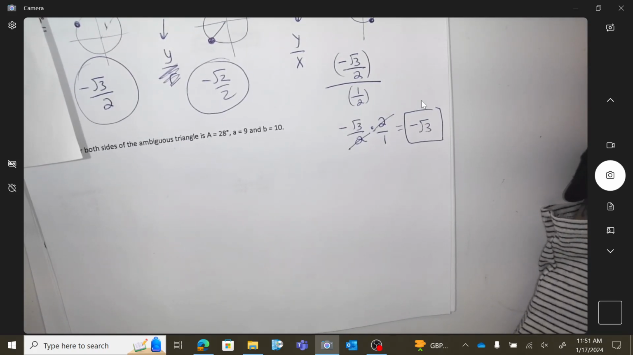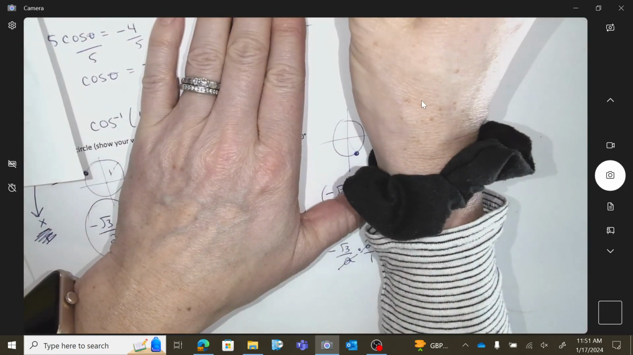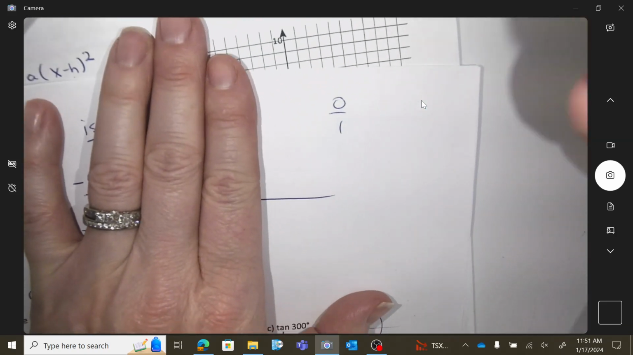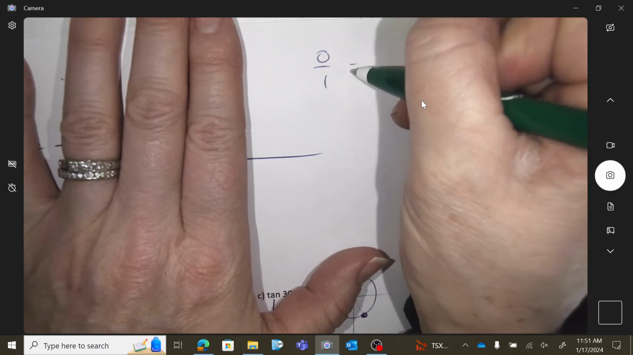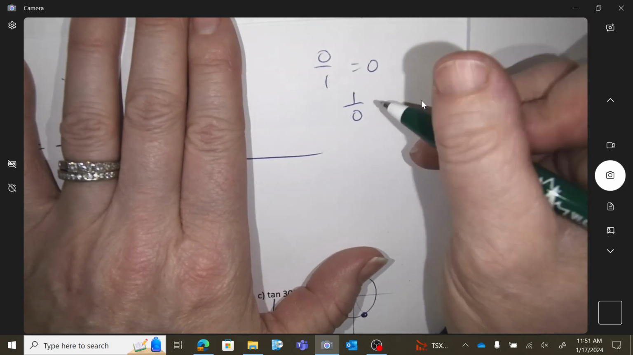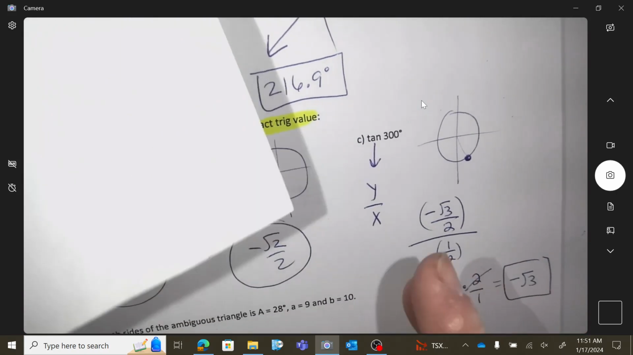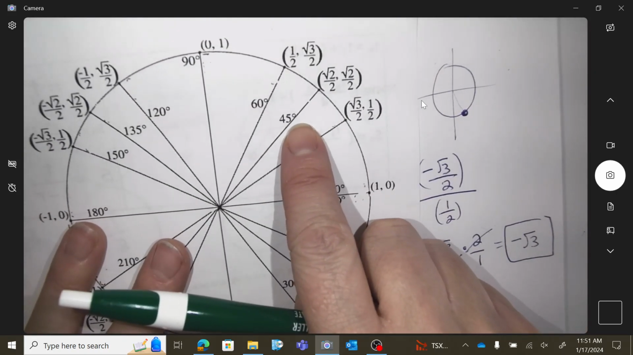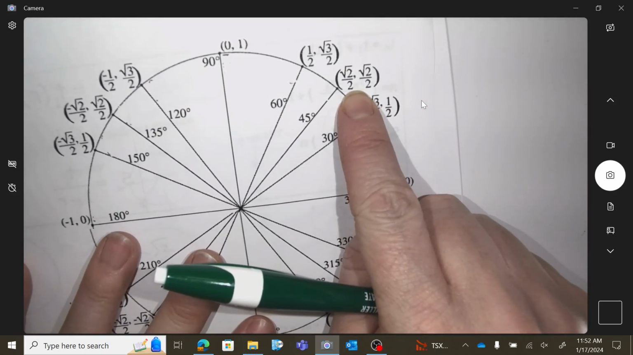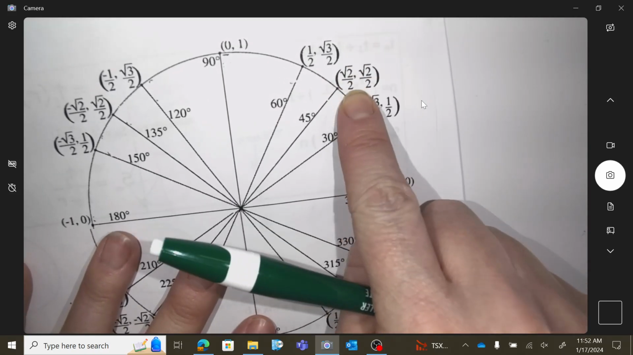Okay, here's a simple question for you. What do I write if I have 0 divided by 1? What is 0 divided by 1? 0. What is 1 divided by 0? Undefined. What's the tan of 45 degrees? What is y divided by x going to make? 1. Right?